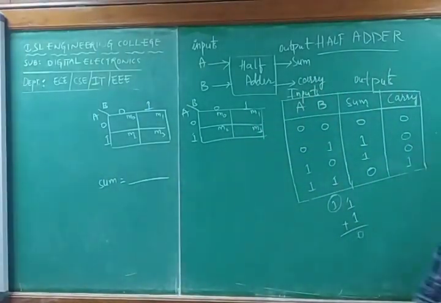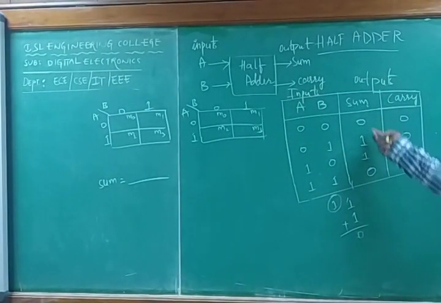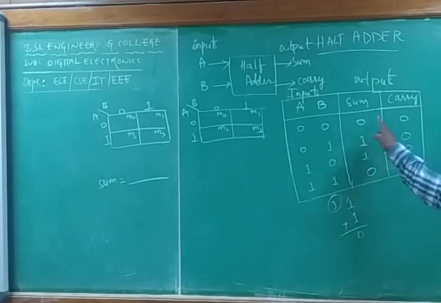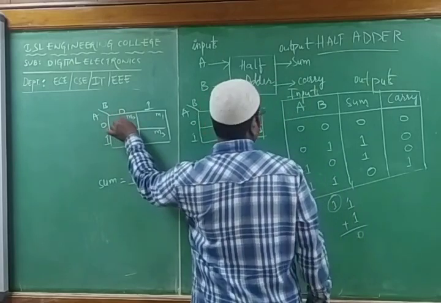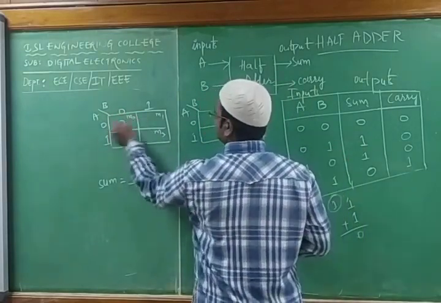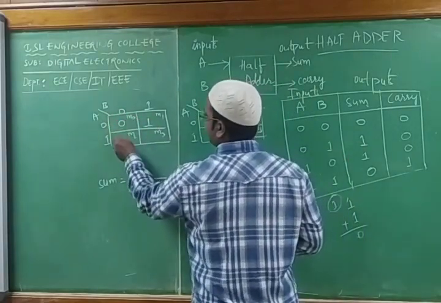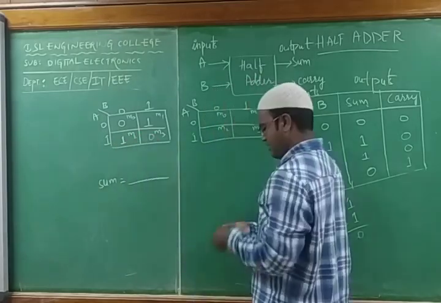Next thing, we need to write its sum and its carry. So what is the sum? First, 0 plus 0 is 0, so here we write 0. 0 plus 1 is 1. 1 plus 0 is again 1. 1 plus 1 is 0. So we got this combination.